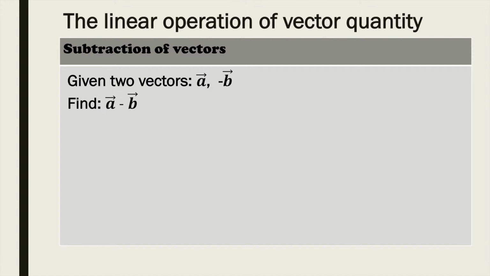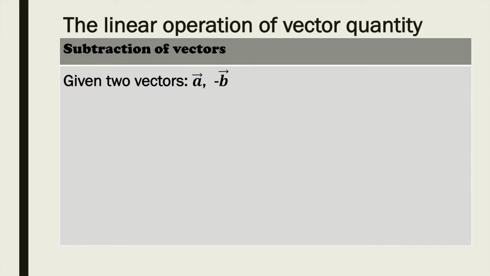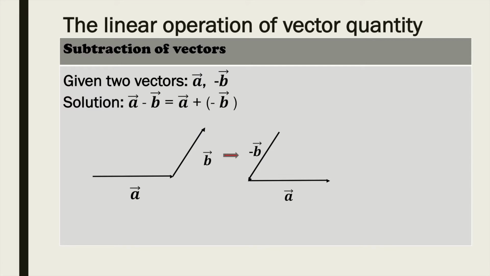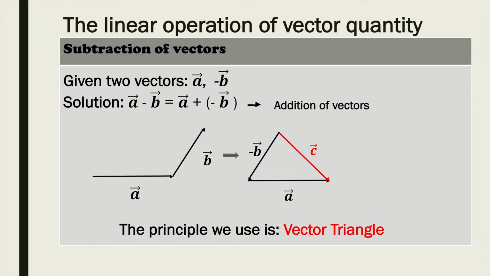After the addition of vectors, let's talk about the subtraction of vectors. Vector A and negative vector B are shown. Negative vector B is the opposite of vector B. Vector A minus vector B equals vector A plus negative vector B. Now we change it to the addition of vectors. The answer is vector C. The principle we use here is also the vector triangle.